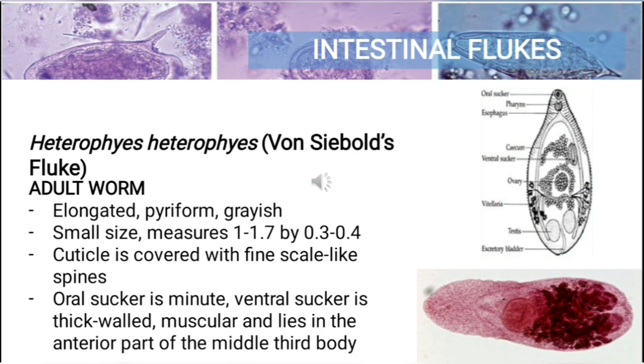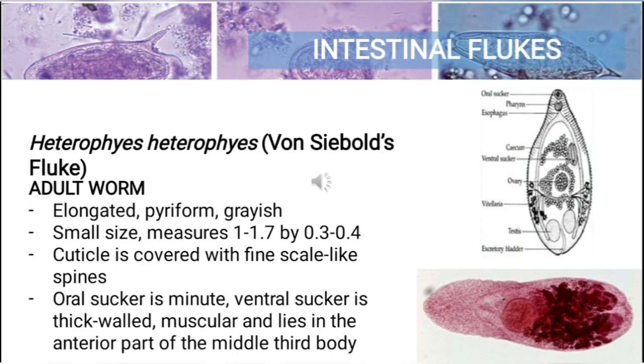So the adult worm is elongated, pyriform, and grayish in color. It is small in size and it measures 1 to 1.7 centimeters by 0.3 to 0.4 centimeters. The cuticle is covered with fine scale-like spines and the oral sucker is minute. The ventral sucker is thick-walled, muscular, and lies in the anterior part of the middle third of the body.